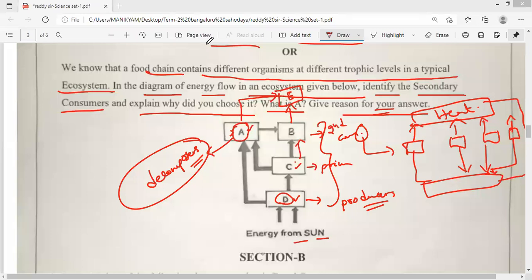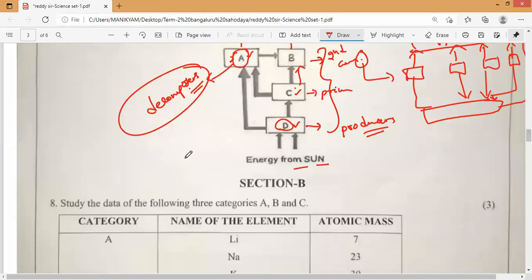So that is what we have to write. You can say B, C, D in the food chain: everything will be decomposed or eaten up after death by decomposers only. So that is the reason we have to choose that. Okay, decomposers. So this is all about section A.